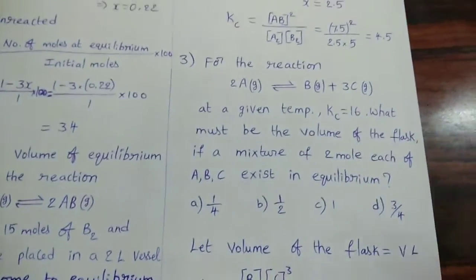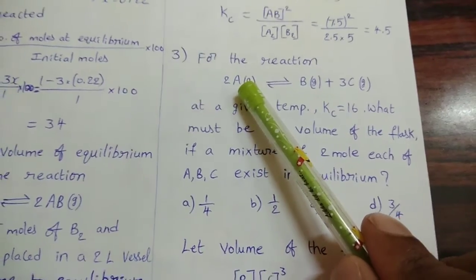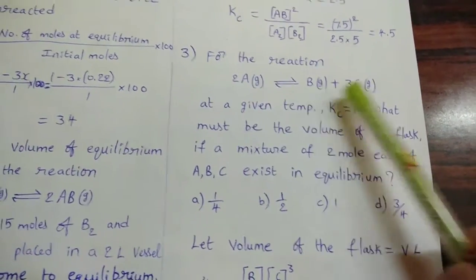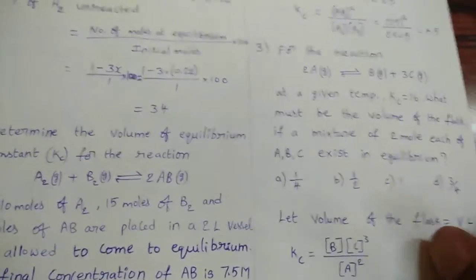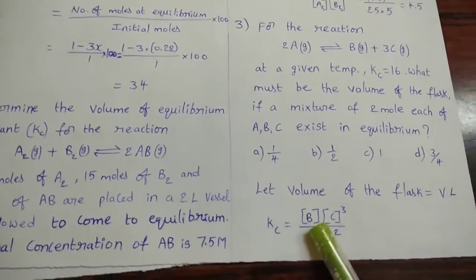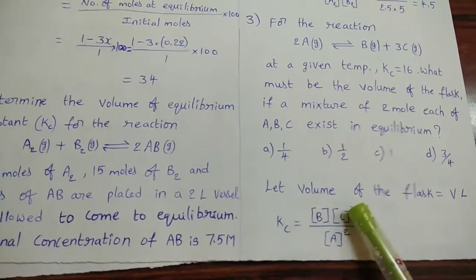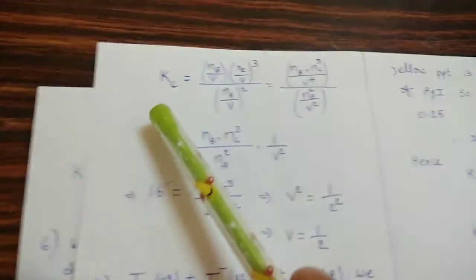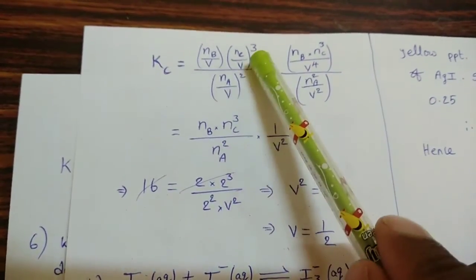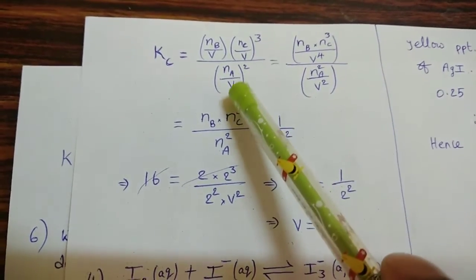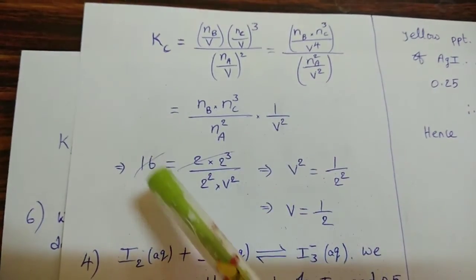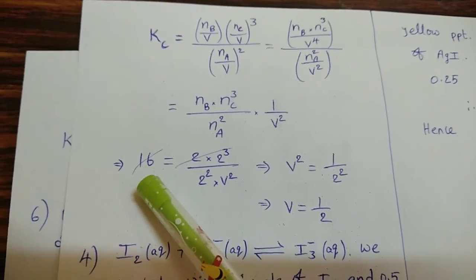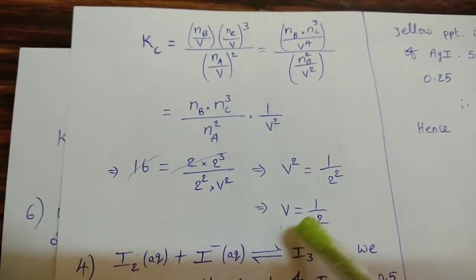Say this, the number of moles of reactant A is Na, and the number of moles of B and C are Nb and Nc. So substitute the concentrations of products and reactant in this Kc expression, then we can get this one. Kc equal to Nb divided by V, Nc divided by V whole power 3, over Na divided by V whole square. From this we can get this one. Here the Kc value 16 is given in the question. Substitute that one. From that, volume V equal to 1 by 2.